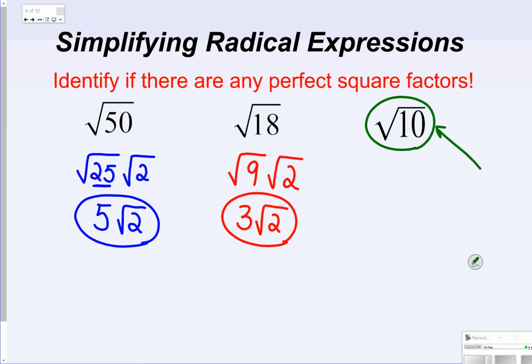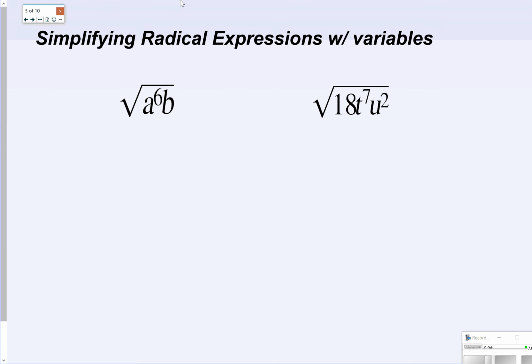So you can only simplify it if it has a perfect square factor within the radicand. Now this also applies for variables as well. So let's think about the variable, each one of these radical expressions. The square root of a to the 6th b. Let's begin by thinking about, well, let's factor that into the two different variables. And let's treat them each separately.